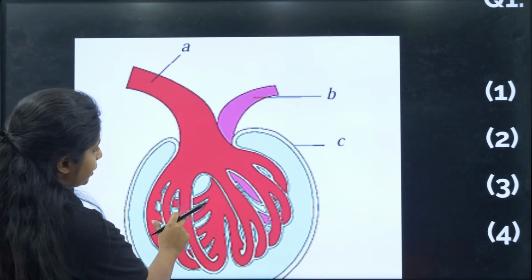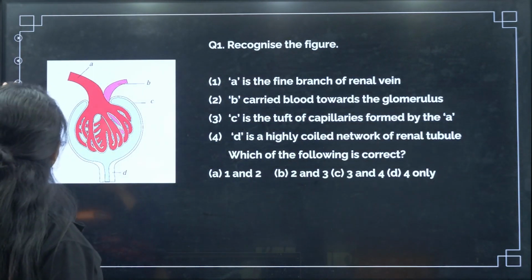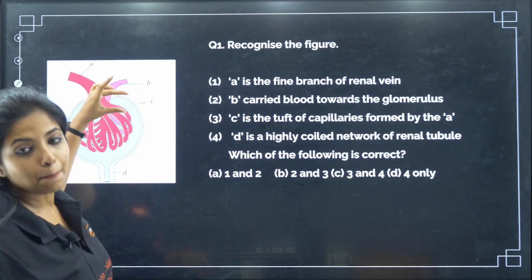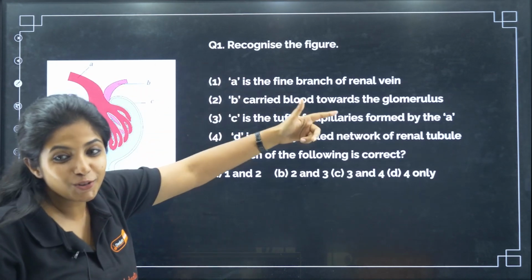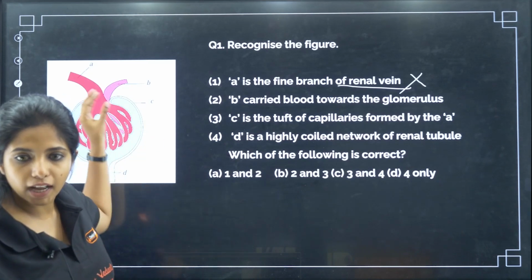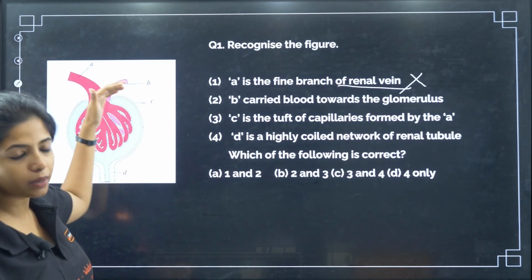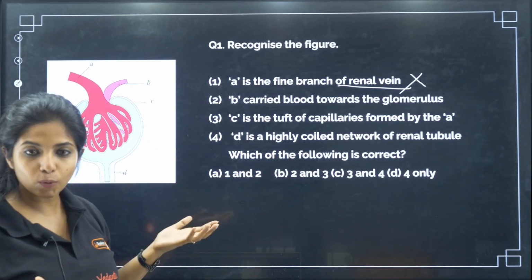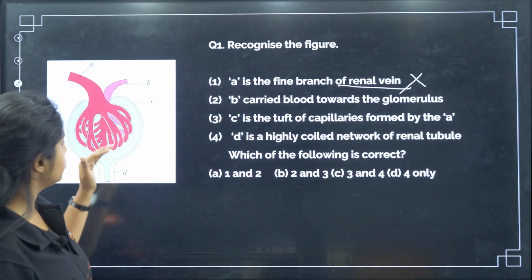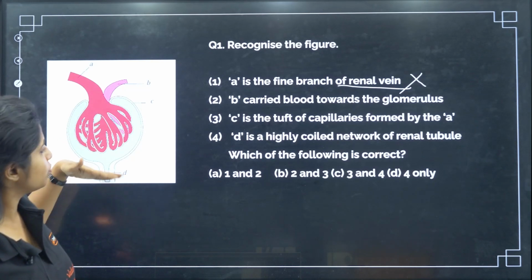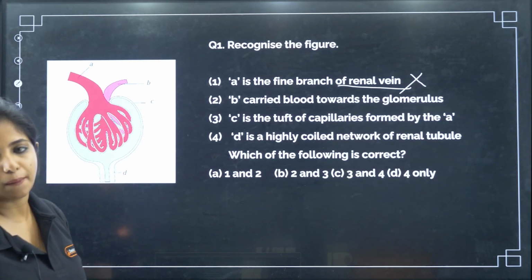Now, over here, what do we have? Recognize the figure. A is the fine branch of renal vein. Ma'am, you said renal artery, this is going to be wrong. Here it is renal vein. So yes, my dear children, it is renal artery, right? That has to branch down. It is the one that brings the oxygenated blood from the heart. It will give oxygen to the cells over here as well in the kidney. And also, when you form the capillaries over here, whatever important components are there which have to be moved out, they will be moved out through these capillaries.